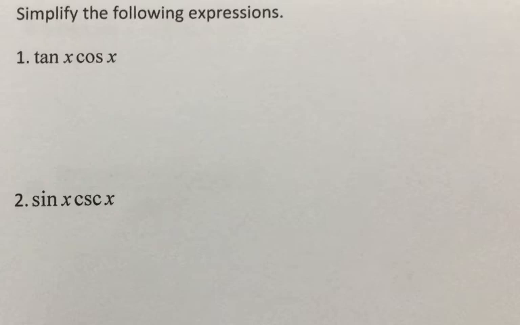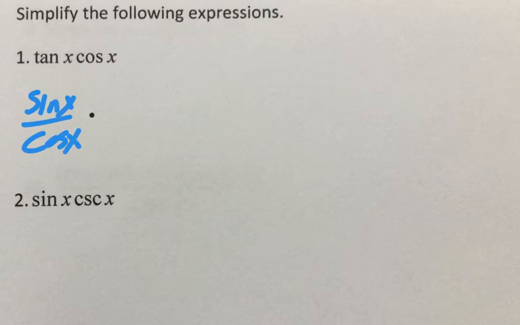Okay, so the first one gives me tangent of x times cosine of x. Well, I'm going to try to write everything in terms of sine and cosine. I know tangent is the same thing as sine over cosine. So I can write that as sine of x over cosine of x, and then I'm going to bring down the cosine of x.